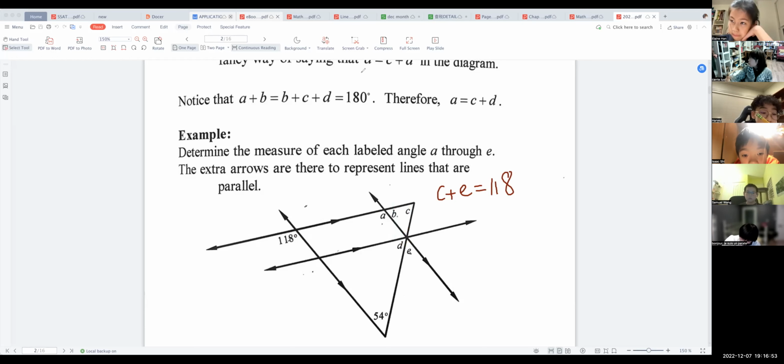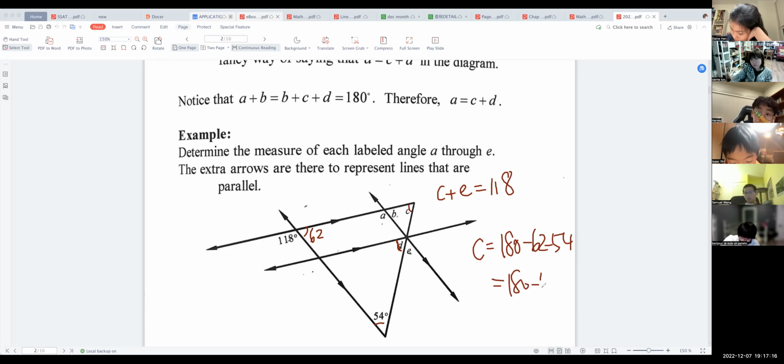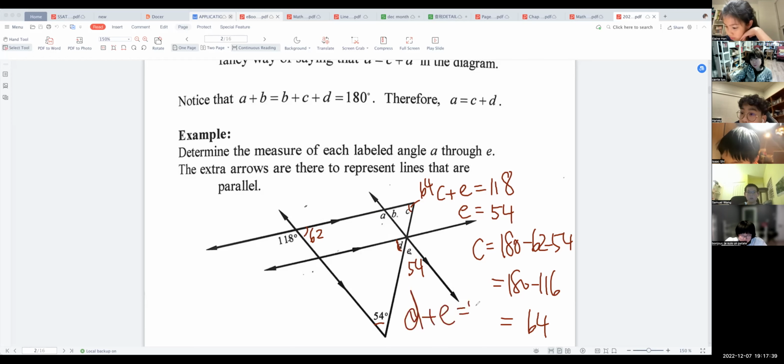我在这里写得清楚一点。C and D are equal to each other. Do you understand? 哦,这里还有个54我们没用的,对不对? So this one is 62. This one is 54, so C equals 180 minus 62 minus 54, equals 180 minus 116, equals 64. And because we know C is 64, so E equals what? 54. Because A equals 118, D plus E equals 118. So E equals 54, so D equals what? D和C是一样的,对不对? So it equals 64.